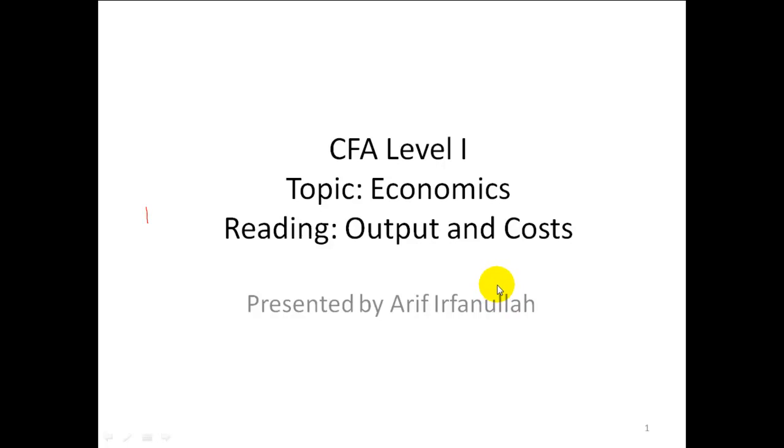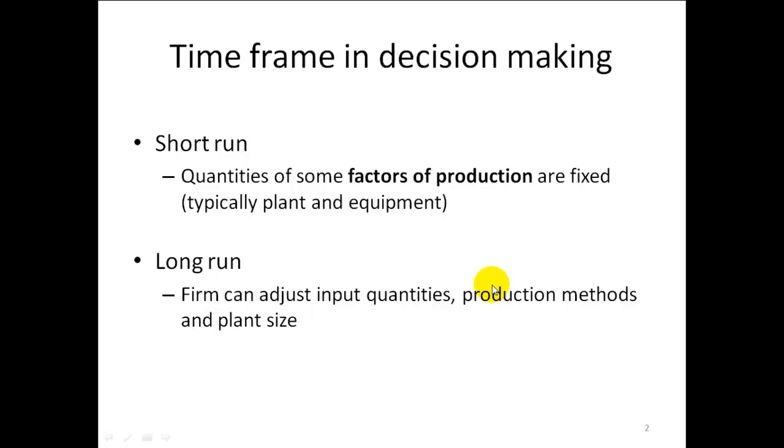This lecture covers the CFA Level 1 reading on output and costs. The first thing to consider is the time frame in decision making. And as you've seen in earlier lectures, we need to distinguish between the short run and the long run.